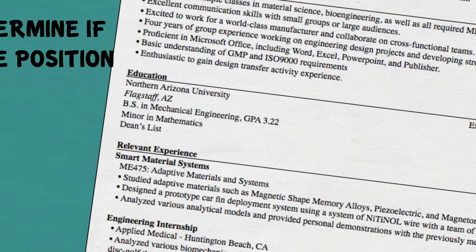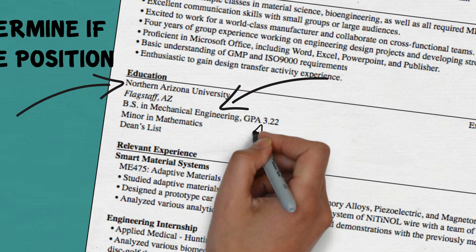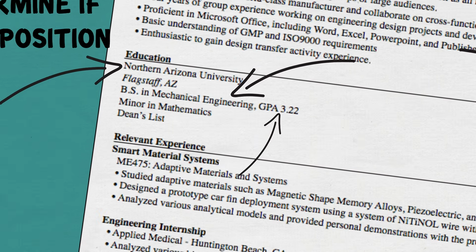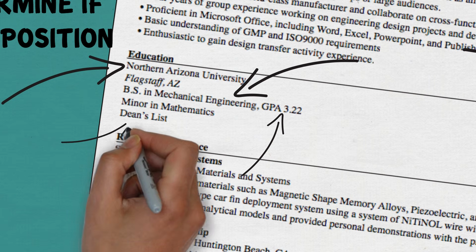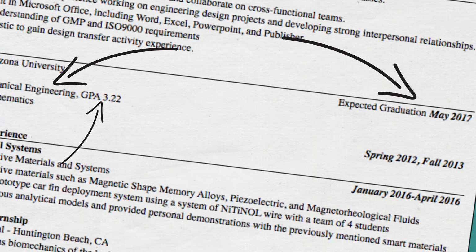In this section, you'll want to include where you go to school, what your major is, your GPA, and your expected graduation date. It is even possible to include academic awards in this section, like Dean's List and scholarships you've been awarded. Just don't forget to include dates for those achievements too.